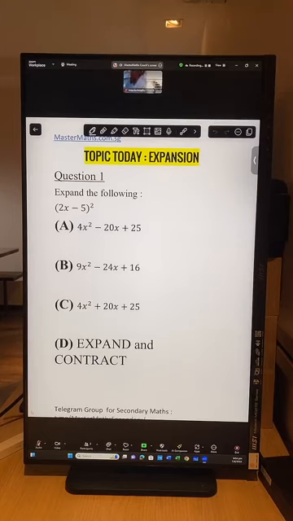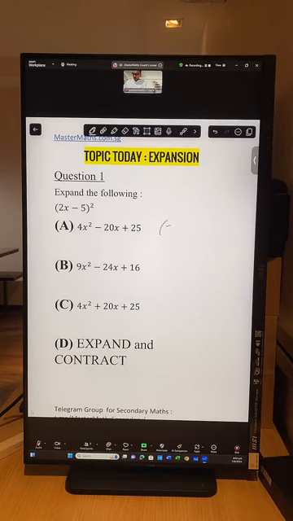If you all know how to do this. Okay, so you are asked to expand the following. You are asked to expand (2x minus 5) bracket square.